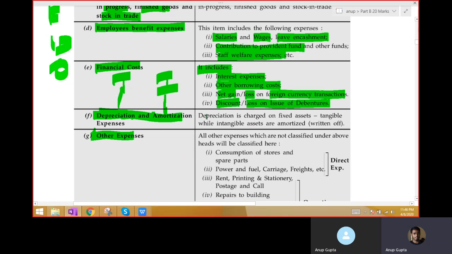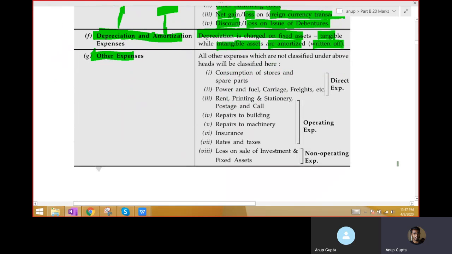So depreciation is charged on fixed assets, that is tangible, while intangible assets are amortized or written off. Finally, we have other expenses. All the expenses which are not included in the above will be recorded here, for example consumption of spare parts, power, fuel, carriage and freight. Those are direct expenses. If you remember, in class 11 we did trading and profit and loss. Direct expenses were recorded in the trading account, so all these expenses are recorded under other expenses here.